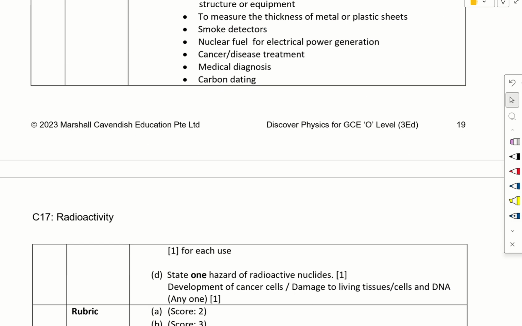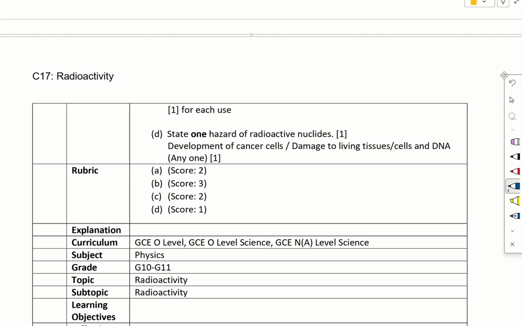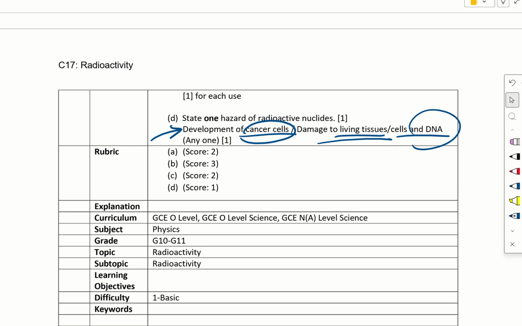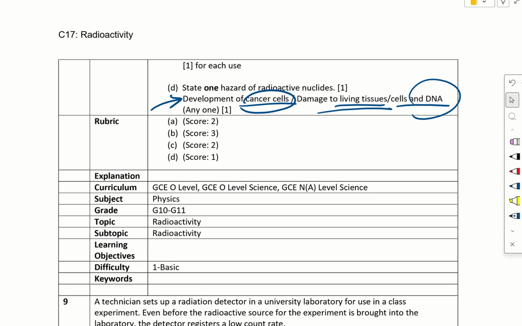State 1 hazard. Development of cancer cells, damage to living tissues, cells and DNA. Don't straight away say it will kill humans. The cancer cells will eventually cause a human to die, right? It can damage living tissues, but the human may not die. It may cause a birth defect. So please do not just say the human will die.